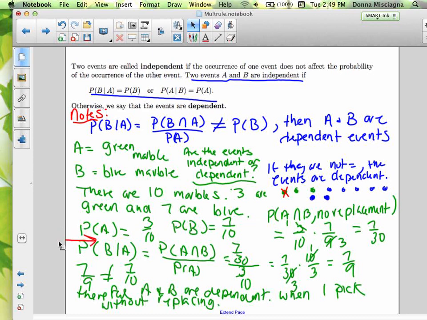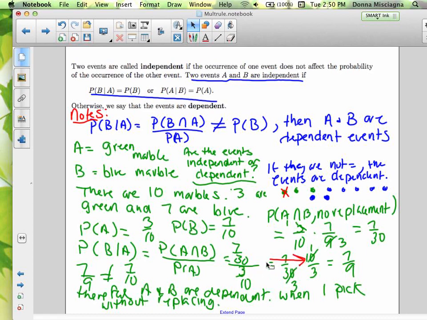All right, so now we're using the conditional probability formula, which is the probability of B given A. So B is the blue marble. So this is the probability of getting the blue marble given that we got the green marble already. So we would take the probability of green and blue divided by the probability of green. The probability of green and blue, we just found, is 7/30. The probability of the green marble is 3/10. So 7/30 divided by 3/10 is the same as 7/30 times 10/3.